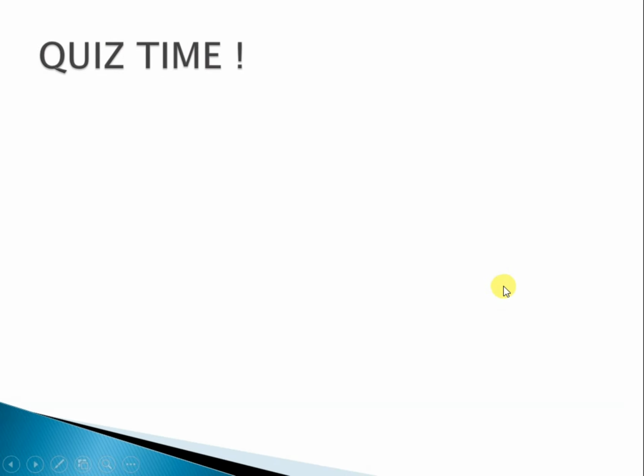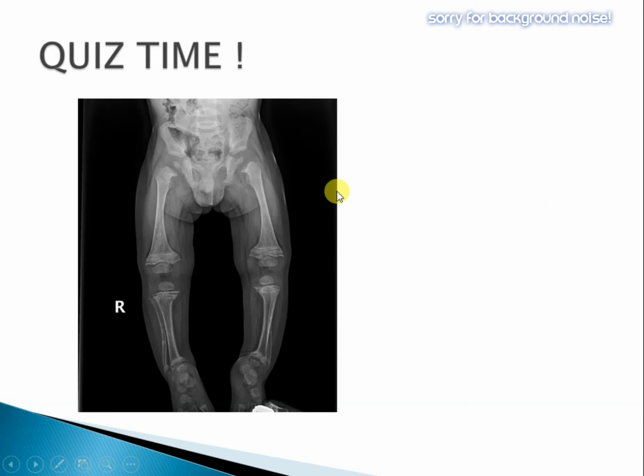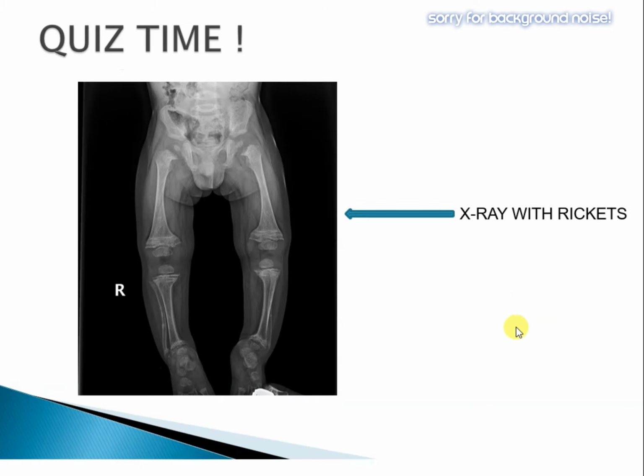Now it's quiz time. We have finished our lecture. Can you identify this picture? The X-ray of a child. See if it's normal or one with rickets. So it's an X-ray with rickets.